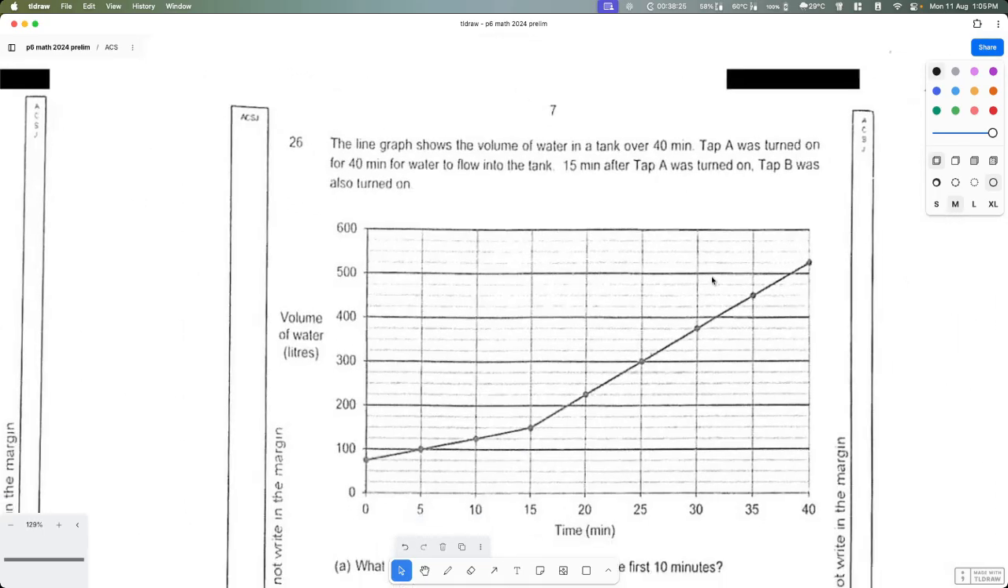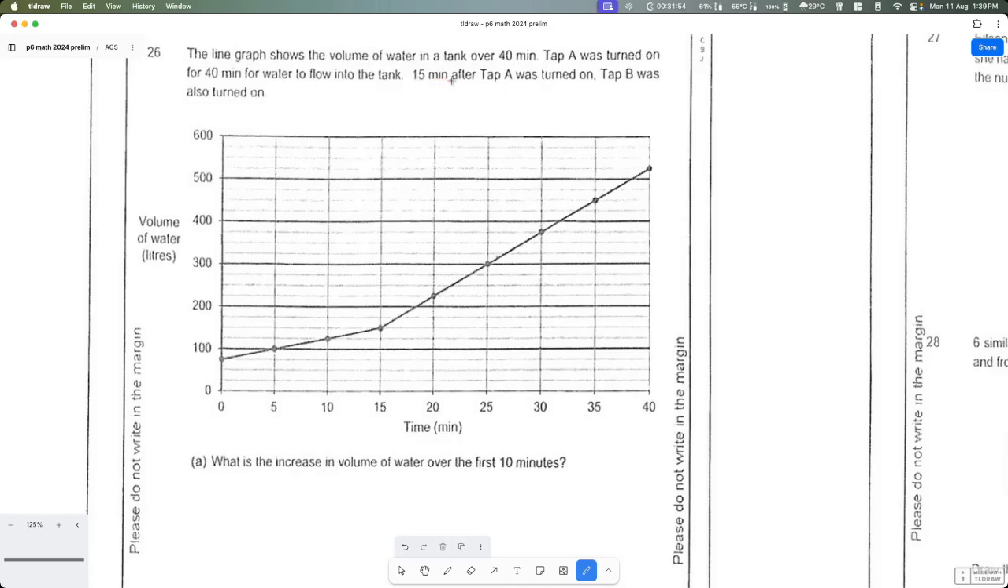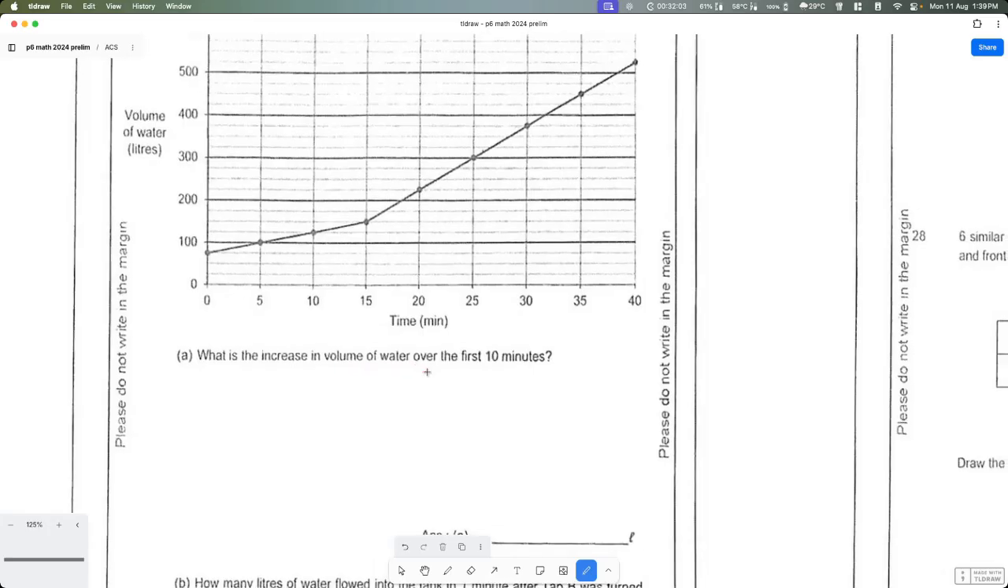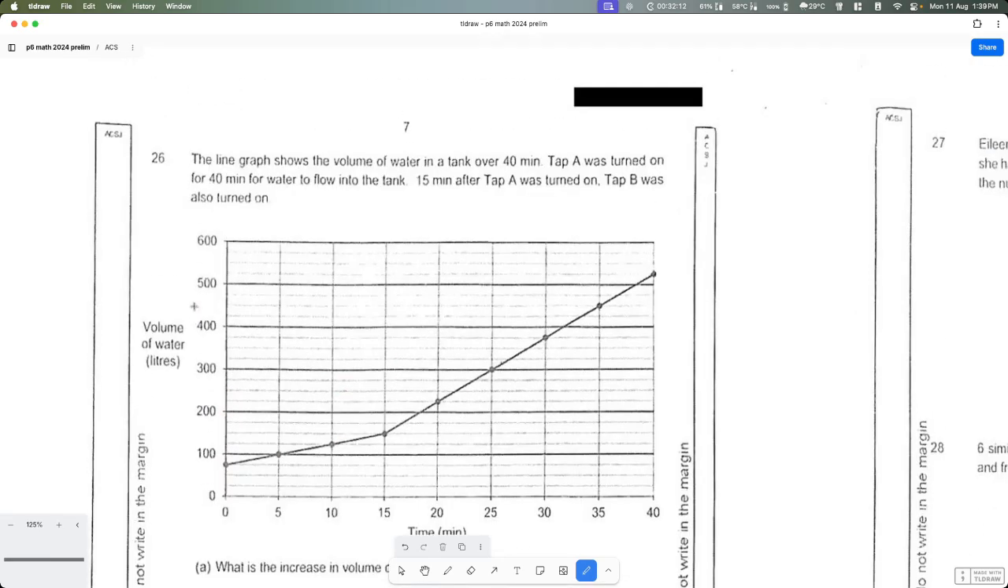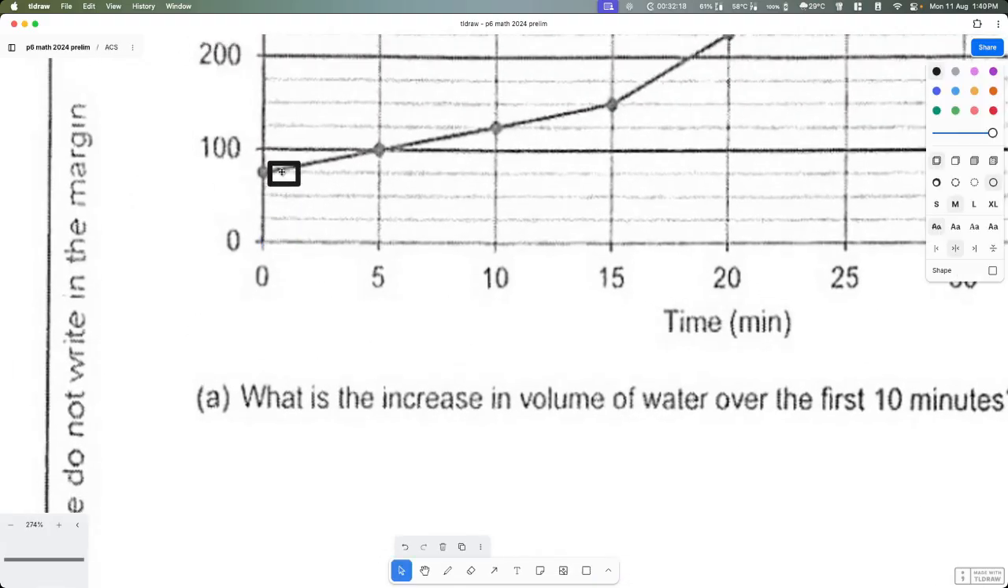All right, question 26. The line graph shows the volume of water in a tank over 40 minutes. Tap A was turned on for 40 minutes for water to flow into the tank. 15 minutes after tap A was turned on, tap B was also turned on. In this part A, what is the increase in volume of water over the first 10 minutes? First thing we need to know is how many gaps there are. So we have 1, 2, 3, 4. So 4 gaps.